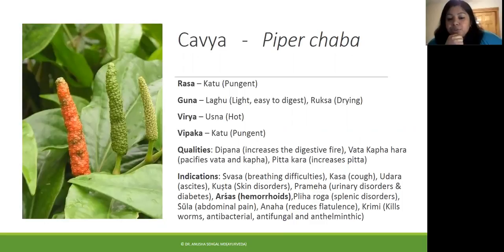Pliha roga is splenic disorder, shula is abdominal pain or colic pain, anaha is flatulence, so it helps to reduce flatulence and that gas distension. Again, it also helps to prevent krimi. Okay, so here you can see it has very similar properties to Pippali mula, more than just Pippali alone. But when they talk about Chavya here, they talk about using the fruits, not the root. This is the fruit. Okay.